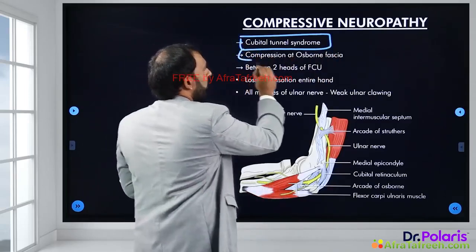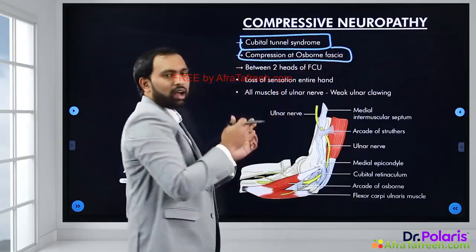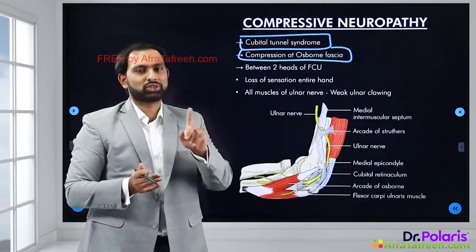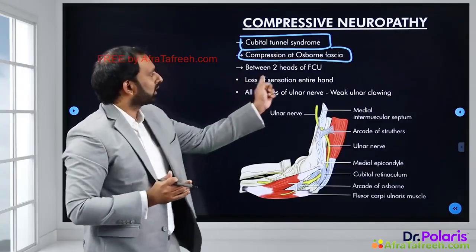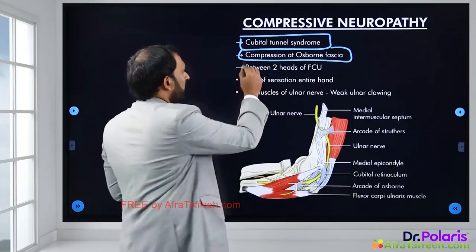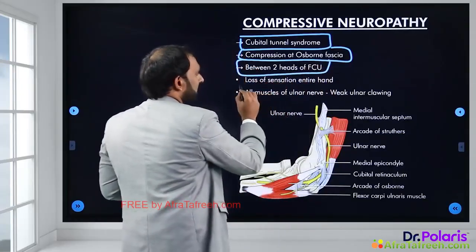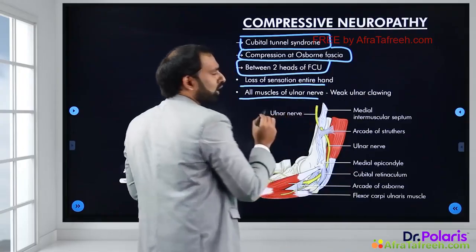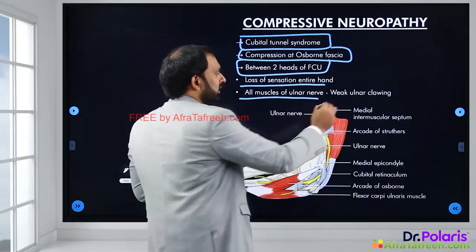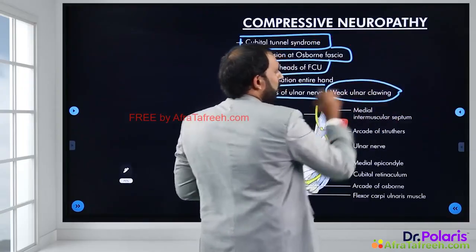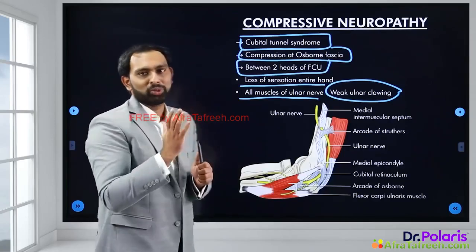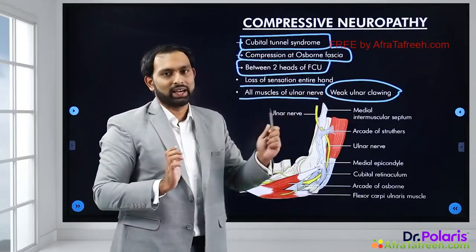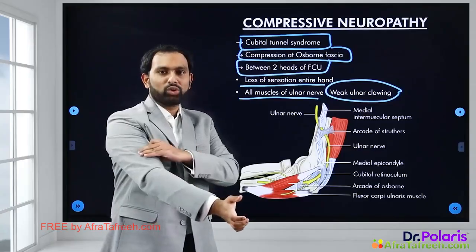There can also be compression at the Osborn's fascia, and after it comes out of the Osborn's fascia, it goes between the two heads of the flexor carpi ulnaris. So it can cause a compressive neuropathy even at the flexor carpi ulnaris site. When there is compressive neuropathy, there will be loss of sensation of the entire hand, and also all of the muscles of the ulnar nerve will be weak. Because of these weak muscles, there will be a partial ulnar claw. So the patient won't be able to do complete movement. So there will be a weak ulnar clawing, and also a loss of sensation of the entire hand. This is seen when there is compressive neuropathy around the elbow joint.